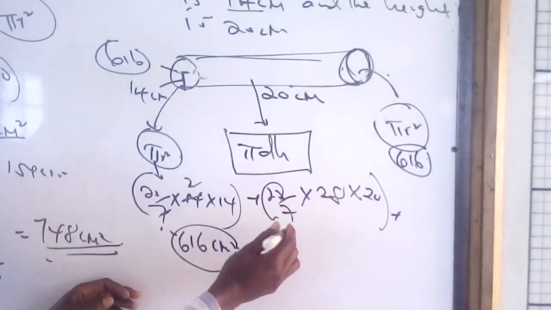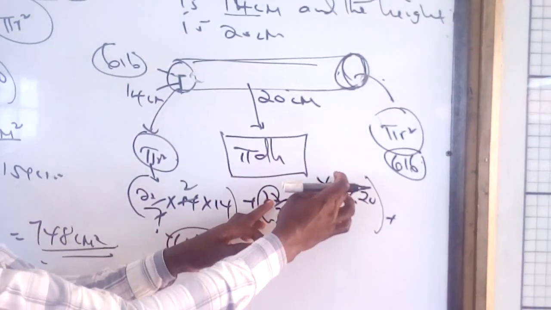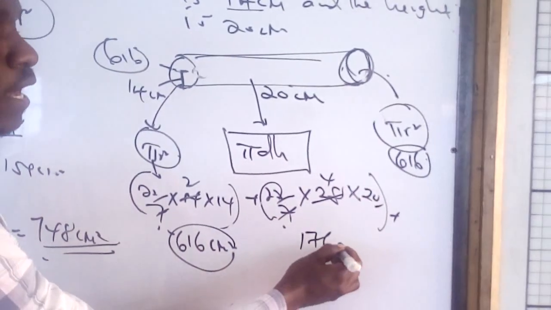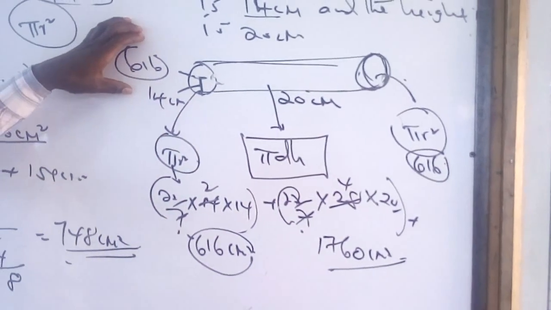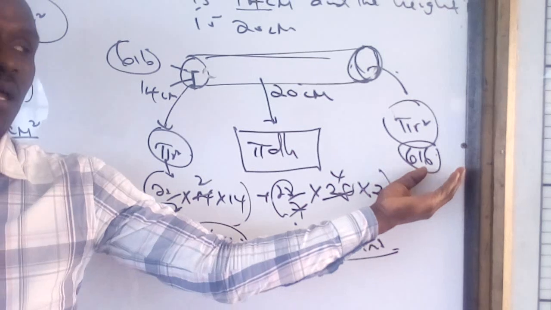Here we have now the other one: 7 into 28 is 4, 22 times 4 is 88, 88 times 2 is 176. Then we add a 0, centimeters squared. So we have 616 plus 1760 plus 616.